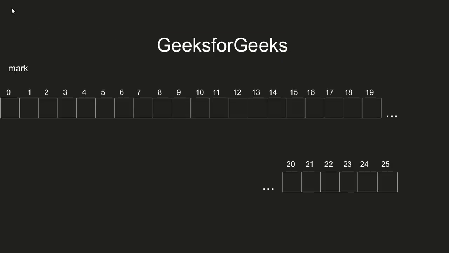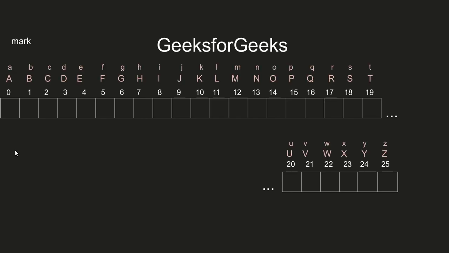Coming on to the solution for this problem, consider the string "geeks for geeks". We need to find whether this string is a pangram or not. We start by creating a boolean array mark of size 26. Here, each index of the mark array represents a character. For example, index 0 represents capital and small a, index 1 represents capital and small b, and so on till index 25, which represents capital and small z.